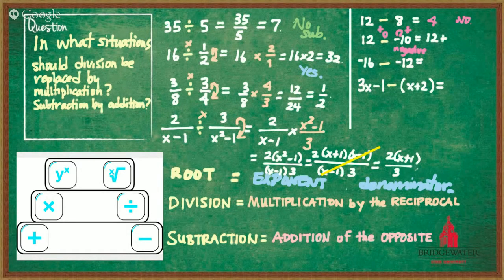12 plus positive 10. 2 minuses make a plus. So 22. And I do want to substitute there. Same thing for the next example, negative 16 minus negative 12 is the same as negative 16 plus 12. It's negative 4. And then for our last example, 3x minus 1 minus the quantity x plus 2. What I recommend doing here is replacing that with plus the opposite of x plus 2. And the opposite of x plus 2 is the same thing as x plus 2 multiplied by negative 1.